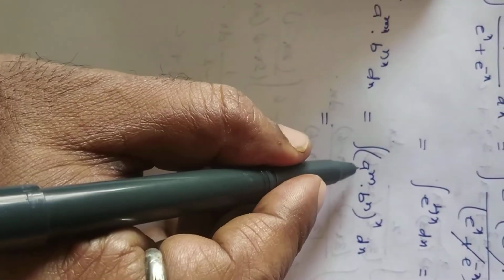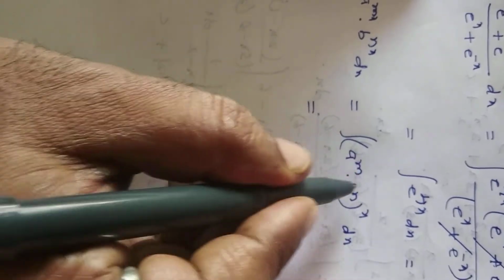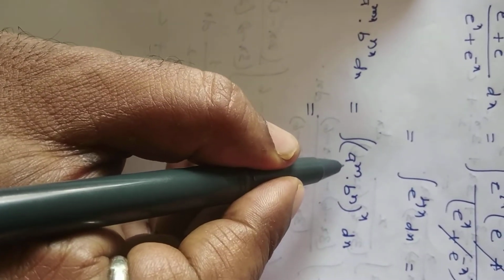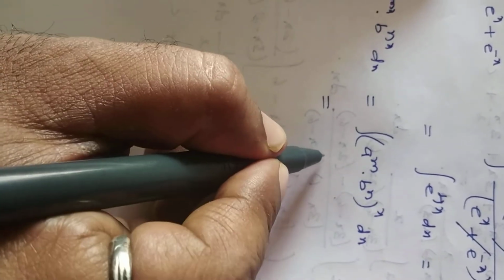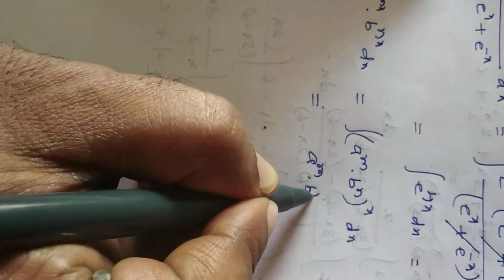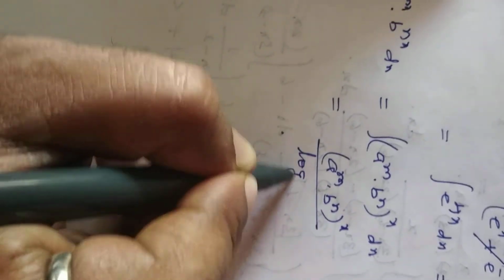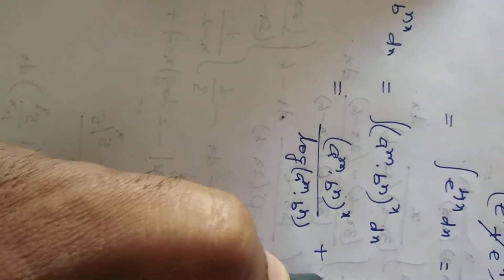So I am writing this as a power m into b power n whole power x dx. Now again, a power m or b power n is a constant, so take this value as some k. So k power x is the a power x formula. The a power x formula is a power x by log a. So we are going to get a power m into b power n whole power x by log of a power m into b power n, plus c.